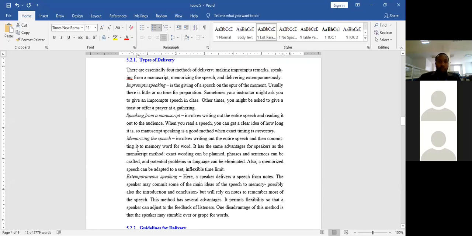Then from there, we have memorizing the speech. We have very good people who can memorize a speech. A speech is written down and they memorize it from paragraph 1 to the last paragraph. And when they stand before the congregation or before a multitude of people, they say the speech exactly the way it is written. I think that one is also very good. But this one sounds mechanical. It involves writing out the entire speech and then committing it to your memory word for word. Then the day of giving the speech.